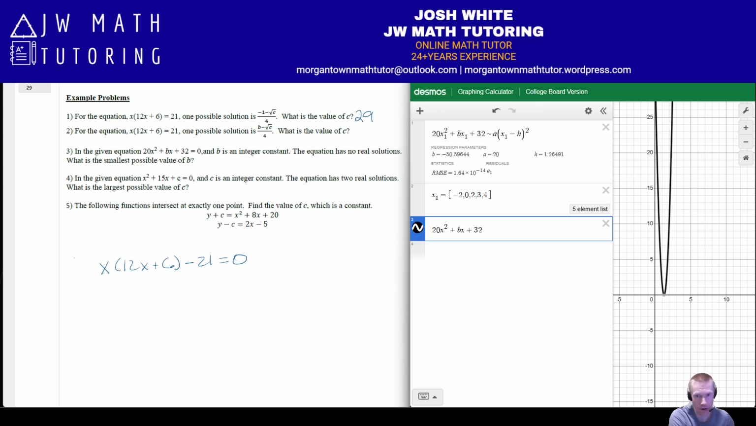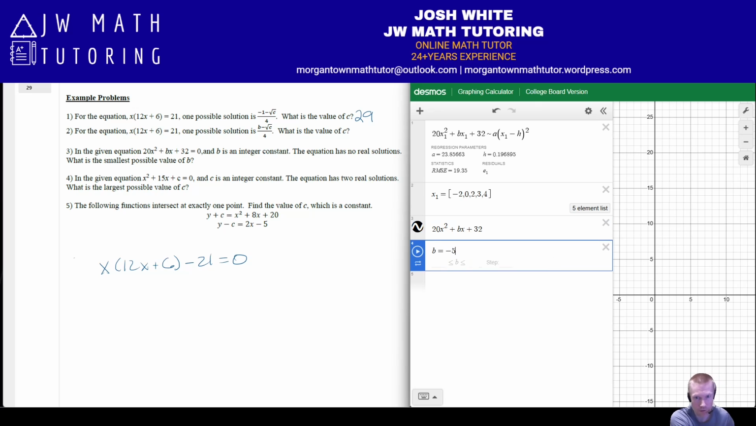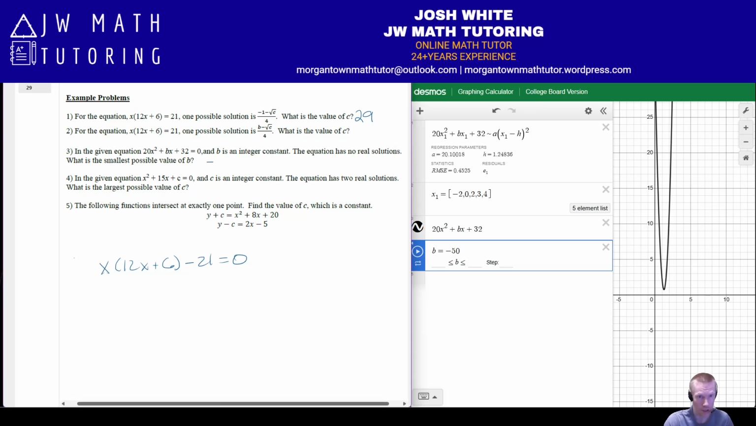Now, if I set b equal to negative 51, notice now there are two real solutions. That is not what we want. So now let's go the other direction. Now b is negative 50, and notice we have no real solutions. There are no x-intercepts. So that tells me that this is the correct answer. The smallest that you can make b here is going to be negative 50.